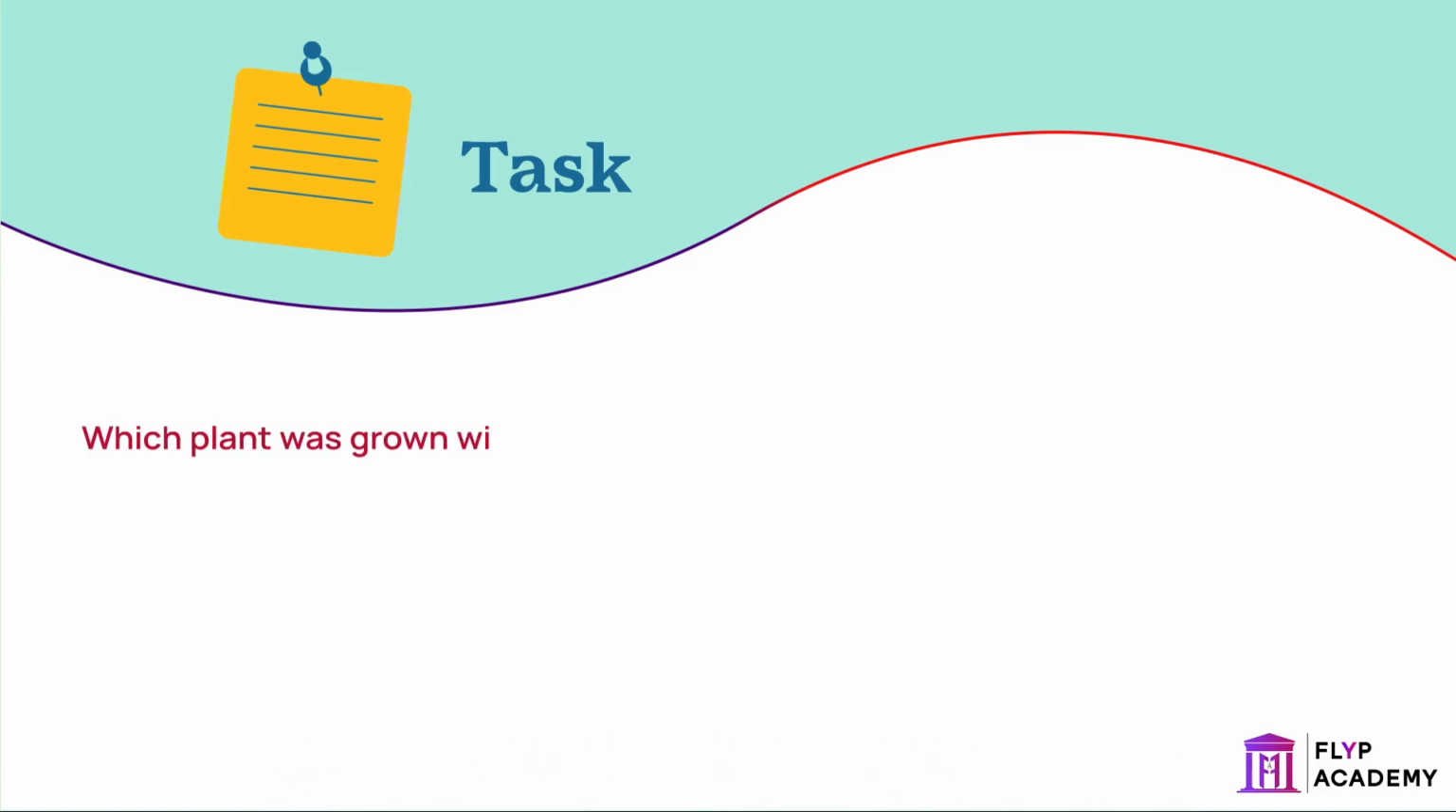Which plant was grown with no nitrate? Plant A was grown with no nitrate, shown by its small appearance compared with the other plants.